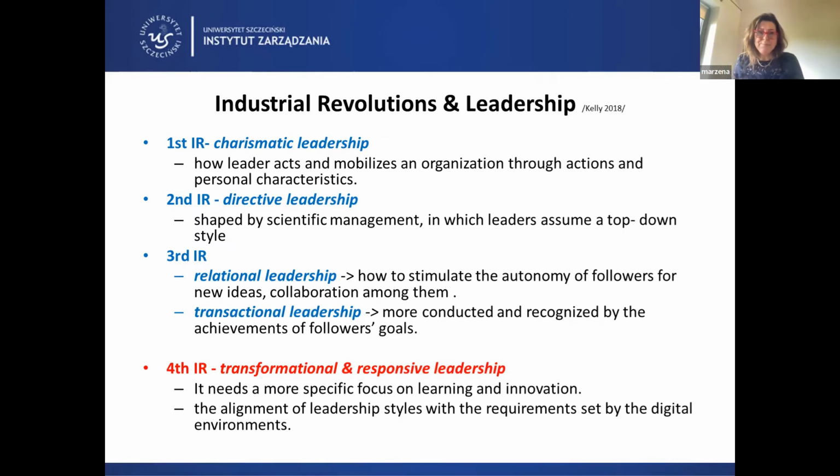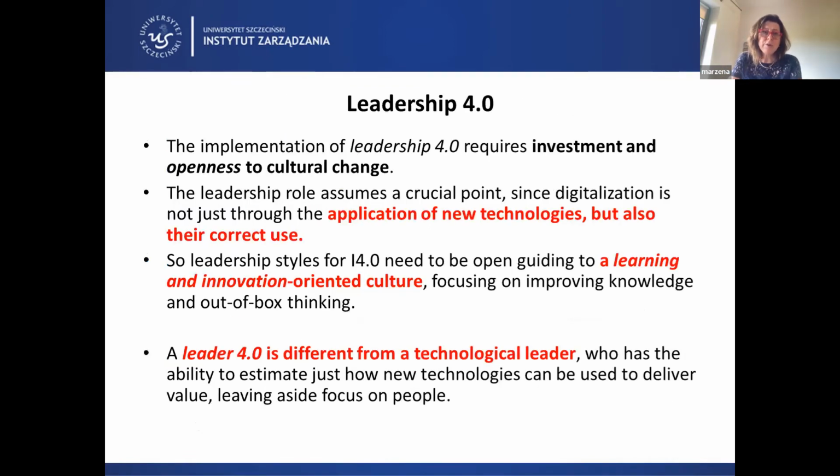Next slide, please. And this is leadership 4.0, so we should be more open to innovation, but also to cultural change, because as I showed you on the previous slides, our work is changing a lot. So it is also related to culture, organization culture, and we have to adopt these new changes well. Next slide, please.